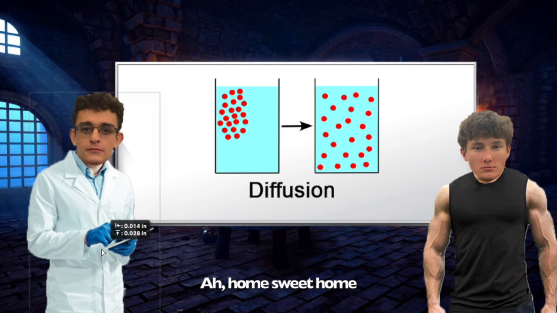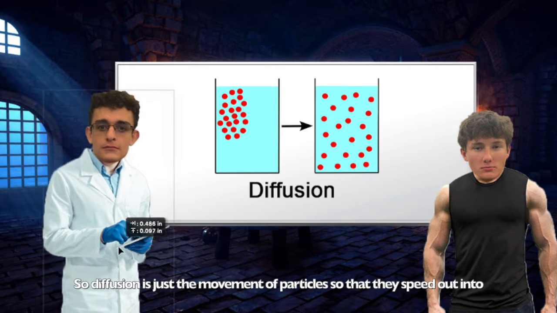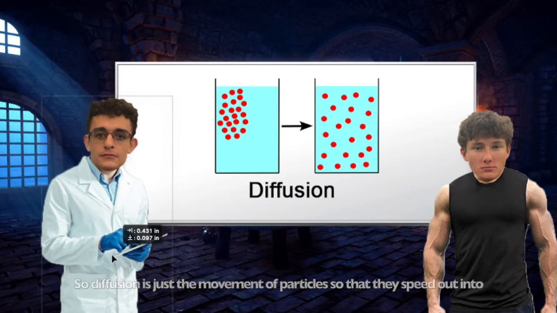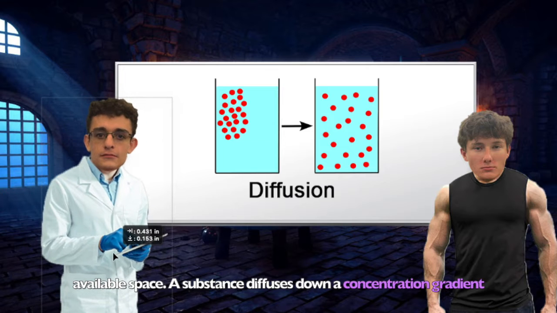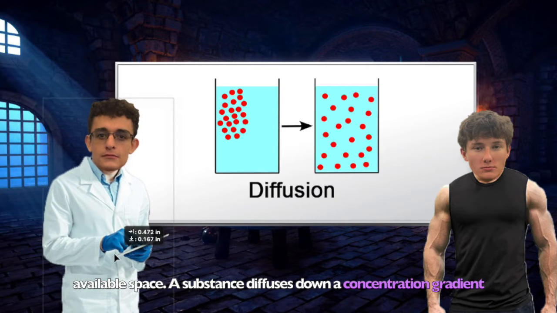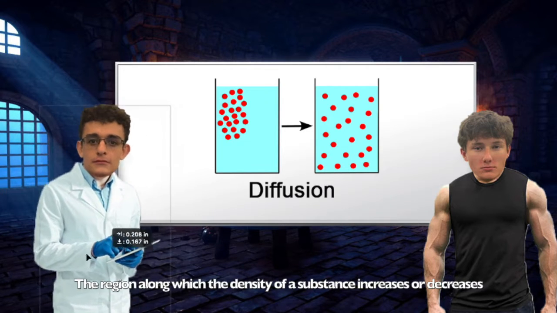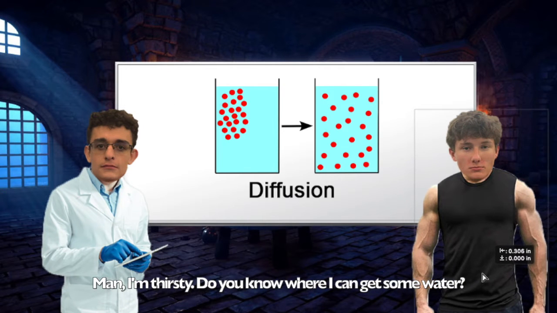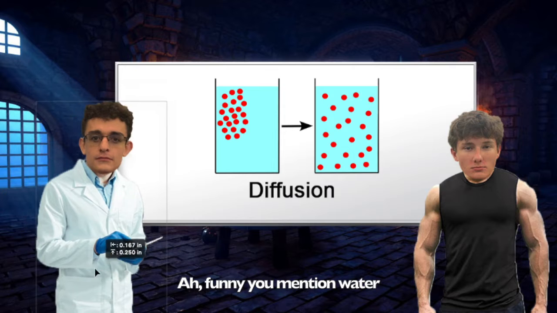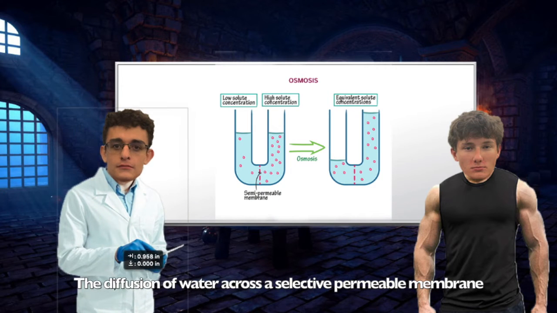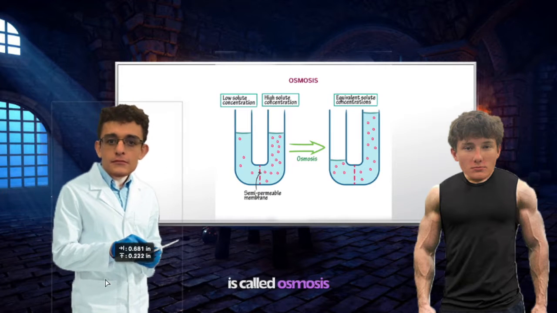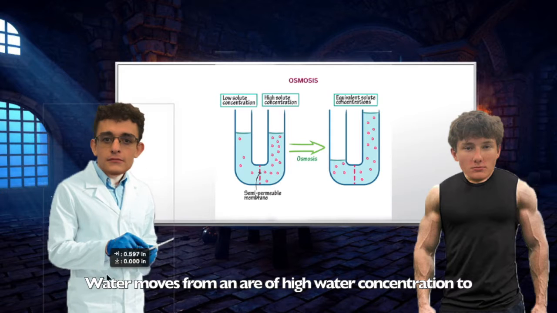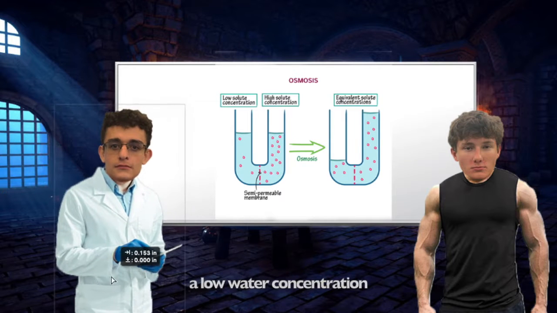Home sweet home. So, diffusion is just the movement of particles so that they spread out into available space. A substance diffuses down a concentration gradient, the region along which the density of a substance increases or decreases. Man, I'm thirsty. Do you know where I can get some water? Funny you mentioned water. The diffusion of water across a selectively permeable membrane is called osmosis. Water moves from an area of high water concentration to a low water concentration.